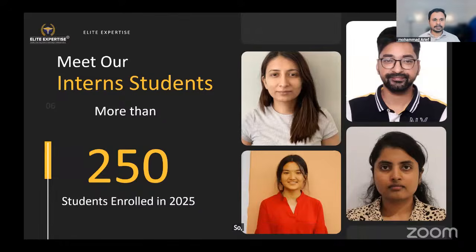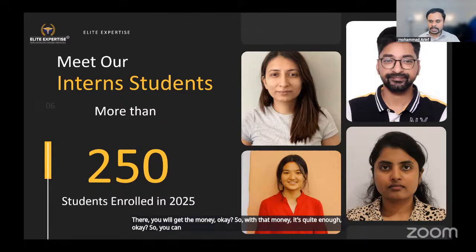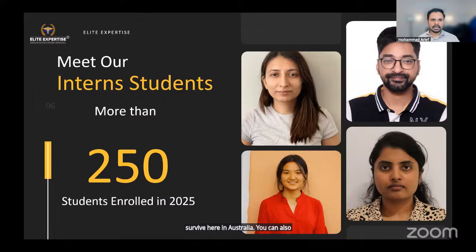So we have to sacrifice a few things. Internship means you will get money, and with that money it's quite enough. You can pay your rentals, you can survive here in Australia. You can also buy a normal second-hand car, and you can survive for that 1 year. Then after that, as the pay increases, you can upgrade your lifestyle.